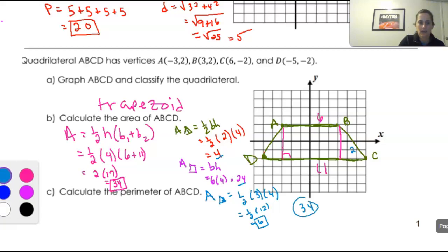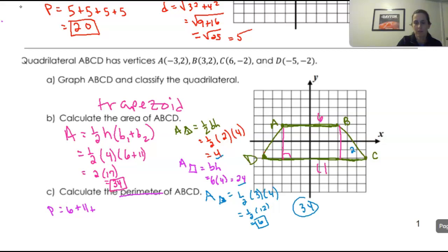The last thing we need to calculate is the perimeter. So the perimeter would be adding all the sides together. So we have the 2 bases, which is 6 plus 11, and then we have to figure out what the lengths of AD and BC are. This is where you can go back and use the Pythagorean theorem or a distance formula. I'm going to go ahead and draw in the triangles and label the parts on the outside of the triangle.